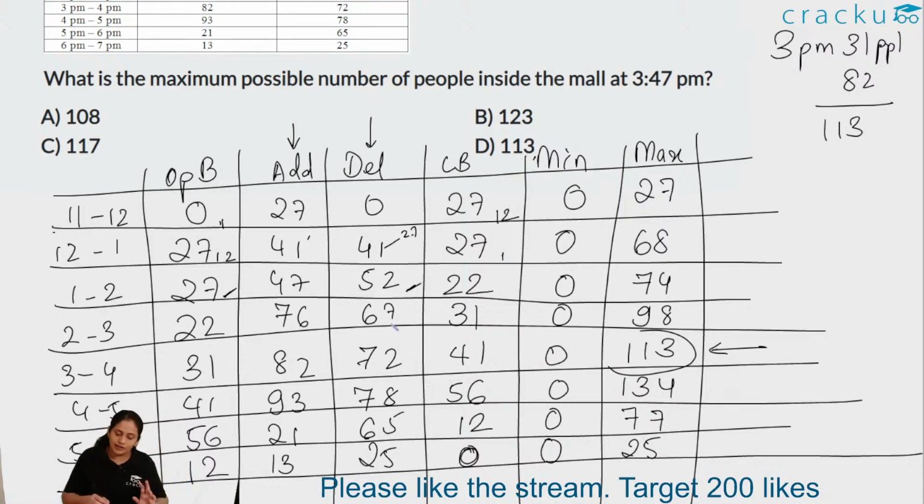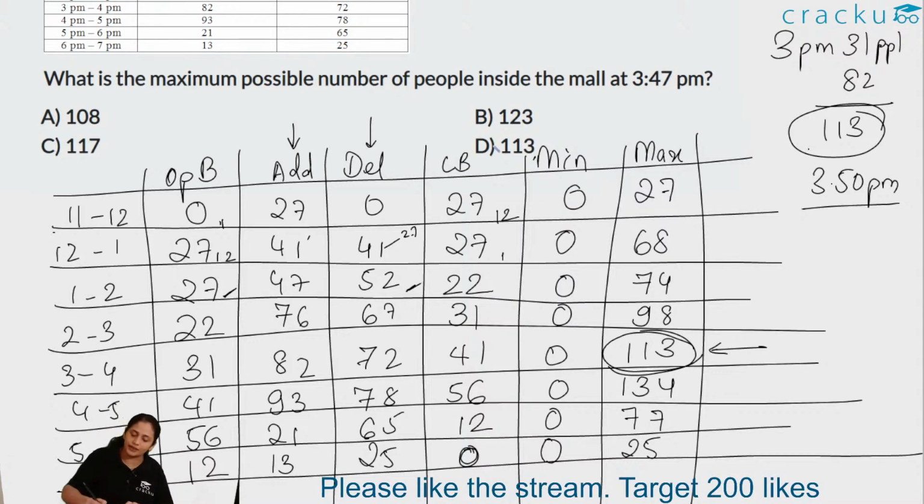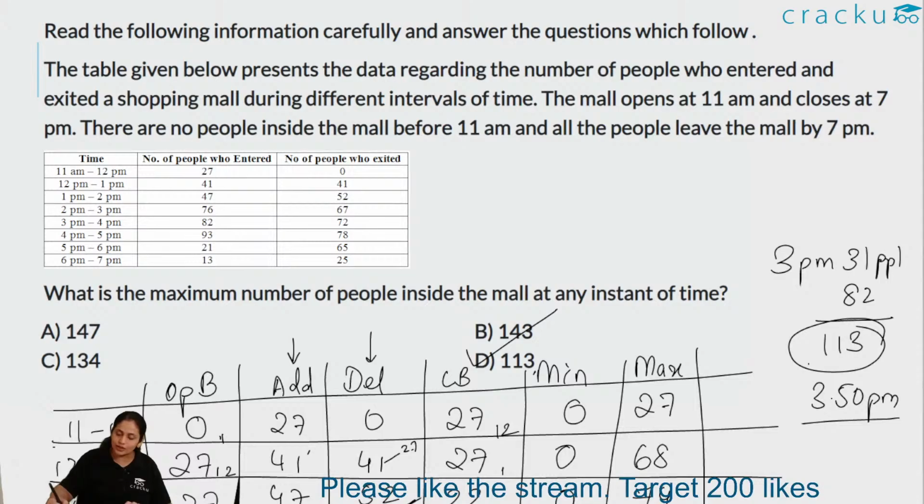Okay. All these 72 people went off at say 3:50 p.m. In that case, how many people would you have? What is the max number of people you would have at 3:47? That would be 113. So the max number of people that you have in the mall at 3:47 p.m. is option D, 113. So we can do the same thing for the next question you have.